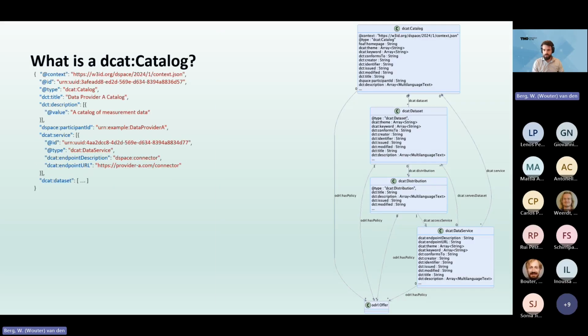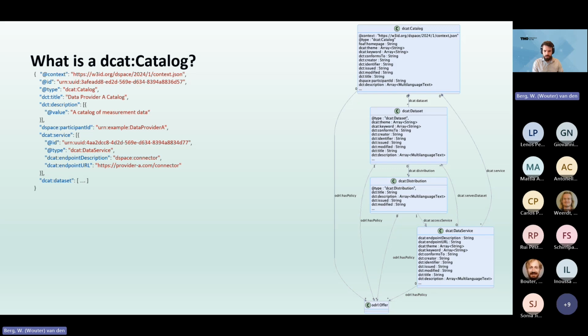And so a catalog looks something like this. This is the JSON-LD serialization. It's a little small text. To the right, you can see a class diagram with DCAT catalog on the top and DCAT dataset right below, because catalogs consist of one or more datasets in their catalog. This can be services as well, by the way, as you can see in the bottom right.